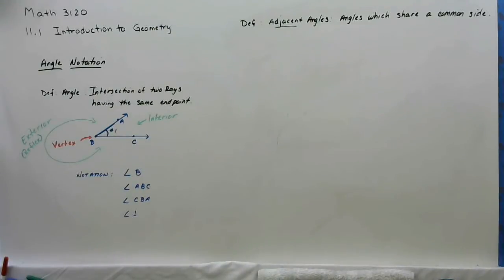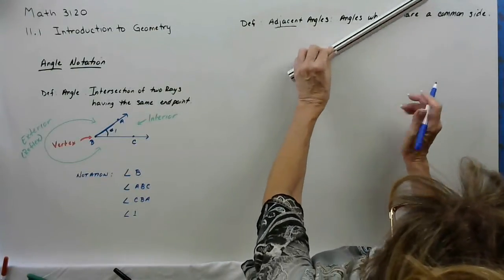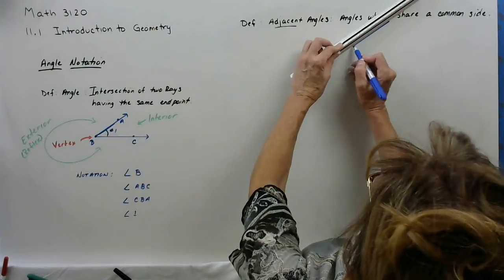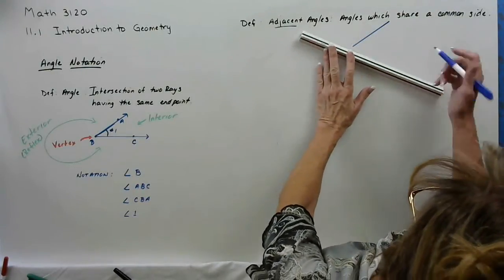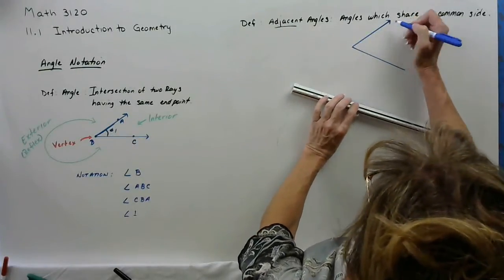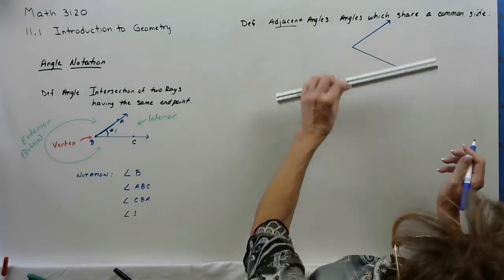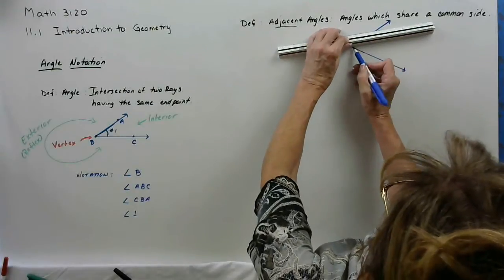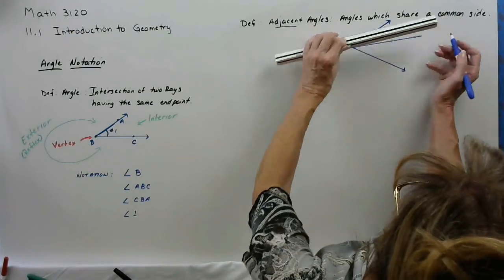All right, so say for example, let's draw some adjacent angles. I am going to draw this angle right here. And for simplicity, I'm just going to put one that goes on the interior of that angle.